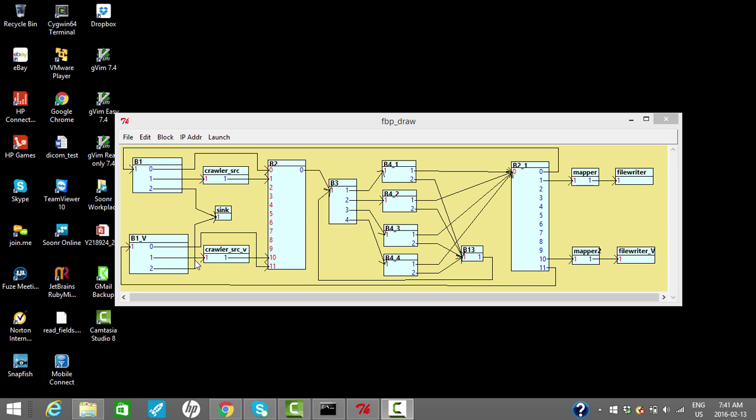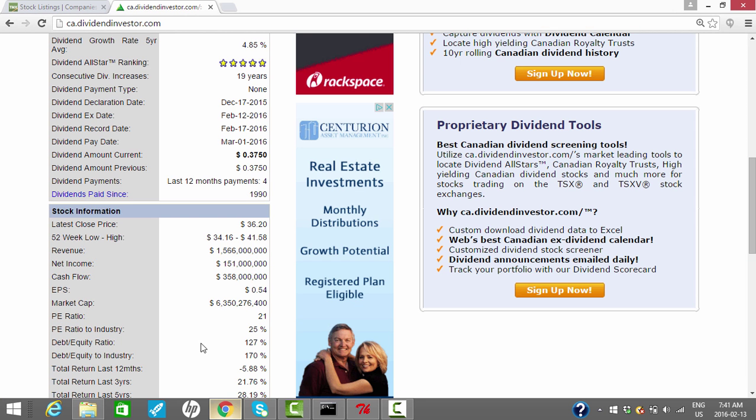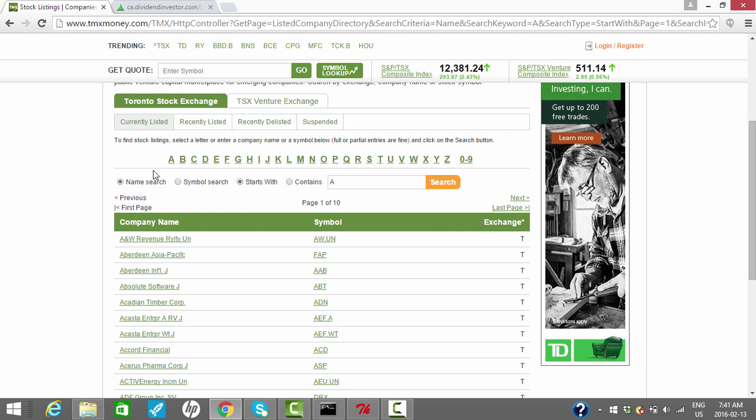The dividend extraction FBP graph, as shown here, will be used to extract the information from two public domain websites. The first website is the Toronto Stock Exchange website, where we can find all the trading symbols listed in that website. The symbols are organized in what we call the group page layout.